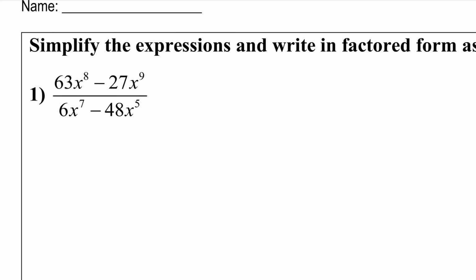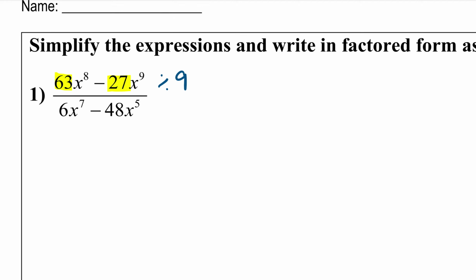I want to first take out a GCF of the top and a GCF of the bottom, then go from there. So I'm going to look at the top first. Between 63 and 27, you have to figure out what number goes into both. Hopefully it doesn't take you too long. If you have to go through and divide a bunch of stuff, that's okay. My GCF would be 9, because 9 goes into both of those.